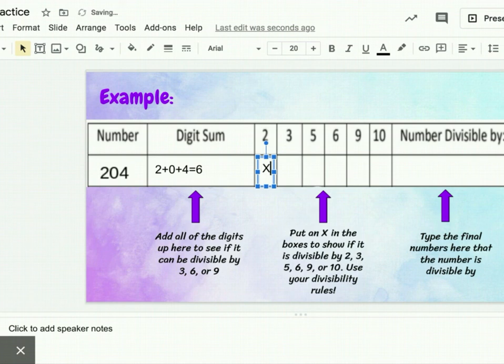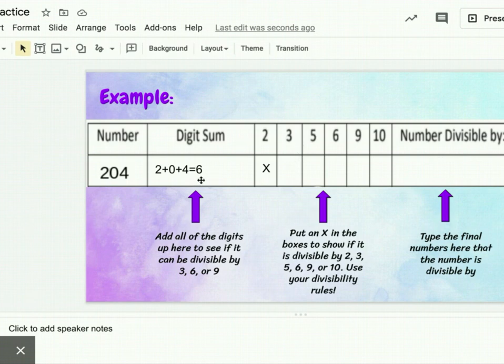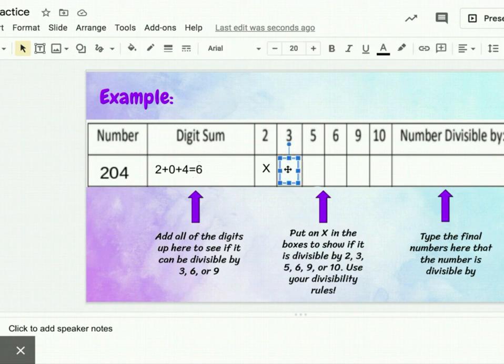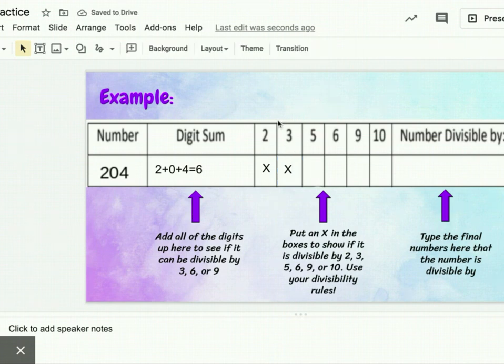So I'm going to put an X, just a big capital X, to show that it is divisible by 2. For it to be divisible by 3, it needs to be a multiple of 3. Well, if I skip count by 3, my digit sum needed to be a multiple of 3, right? So 3, 6. It does have a digit sum of 6, which means it would be divisible by 3. For it to be divisible by 5, it needs to have a 5 or a 0 in the ones place. It has a 4, so it's not going to be divisible by 5.